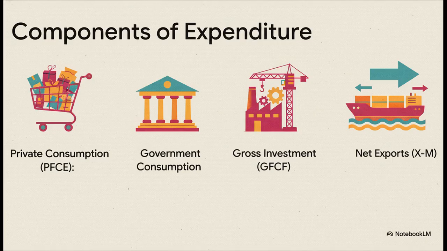First, you've got private consumption. That's everything you and I spend on things like groceries and gadgets. Then there's government spending on things like roads and schools. Then you have investment, which is what businesses spend on new equipment and buildings. And finally, we add in net exports, which is just the value of what we sell to other countries minus what we buy from them.